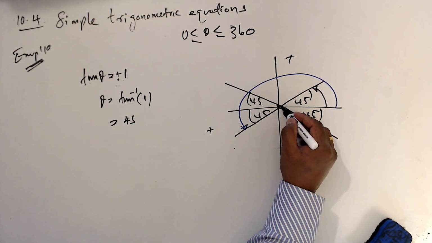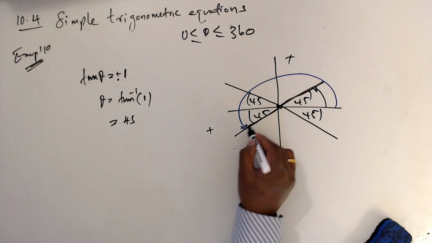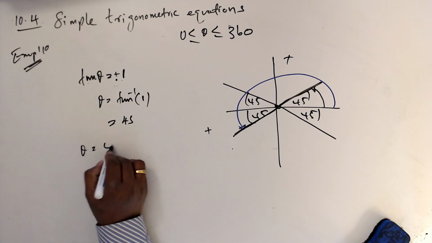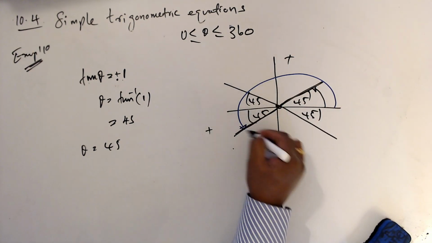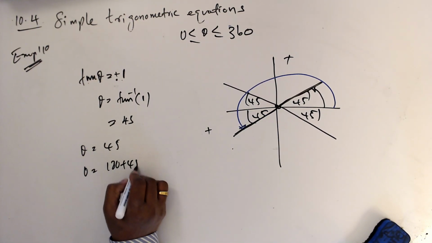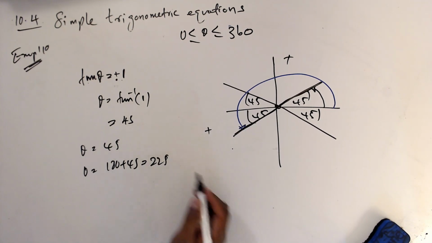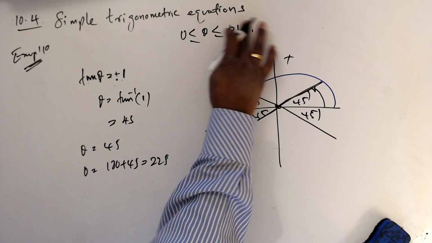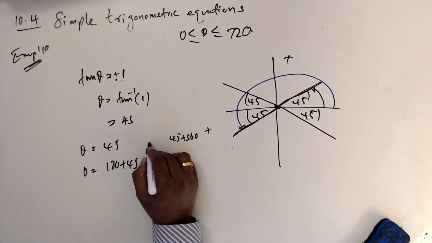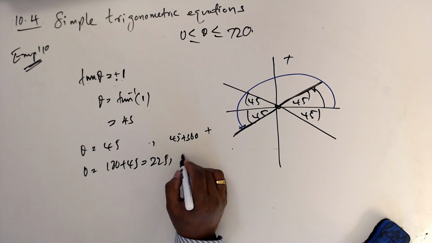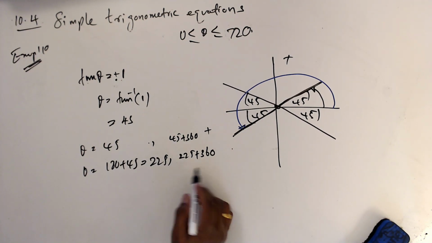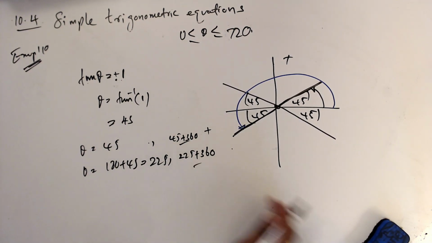So you have to consider this hypotenuse and this hypotenuse. So this is 45. First answer is 45. And the second answer is up to here, 180. 180 plus 45, which is 225. If I change this to 720, then you have to get 45 plus 360 and 225 plus 360. So this is also included.